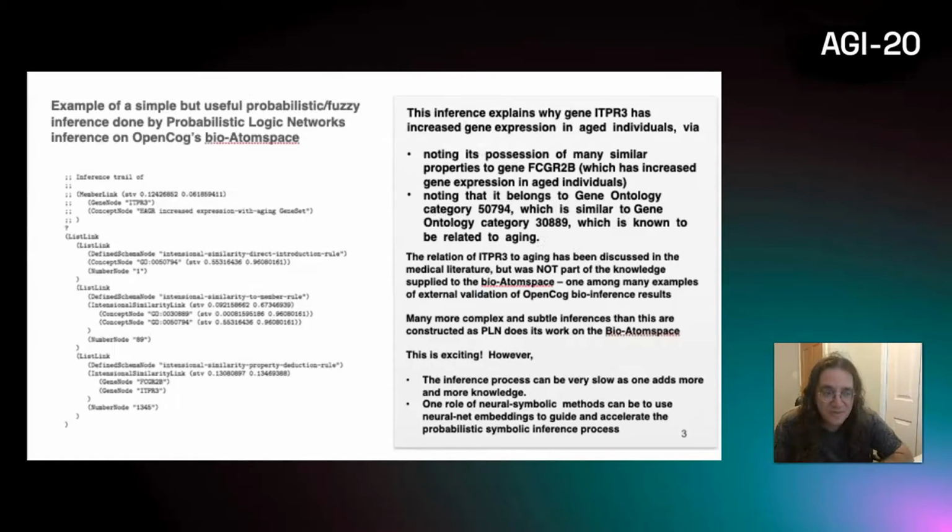So to make this a little bit more concrete, here's some Scheme code from the OpenCog system Scheme shell, which shows a very short, simple inference done by the PLN engine on the bio atom space. So here, the situation was, the gene ITPR3 was observed to have increased gene expression in very old people. But why?